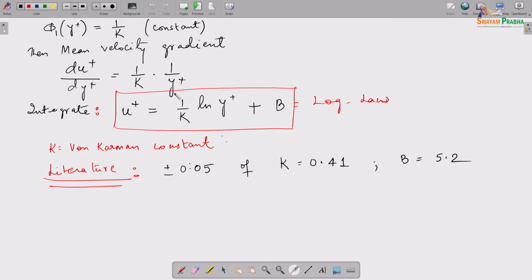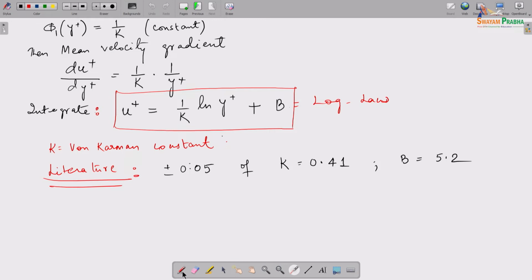So that's interesting, right? The more y plus decreases, you see du plus dy plus will become larger, which is what it's supposed to do. And the more you go away from the wall, where y plus is very large, du plus dy plus is going to become almost negligible, right? Okay, so that is that.